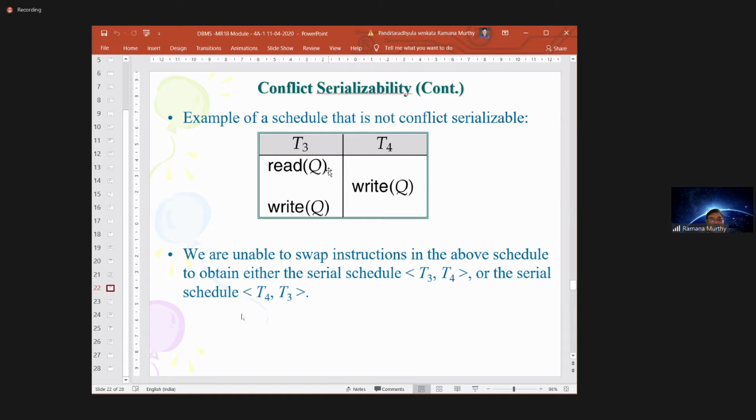Then we'll see what happens with T3's read operation and T4's write operation. Can we swap, or can we push up and push down these operations?